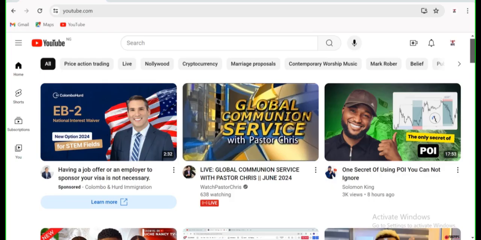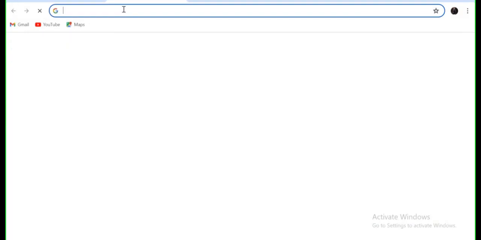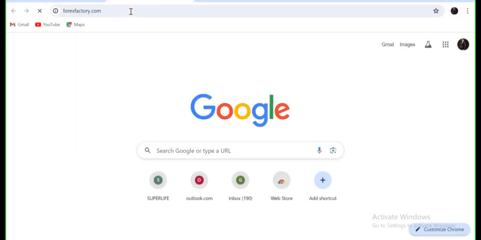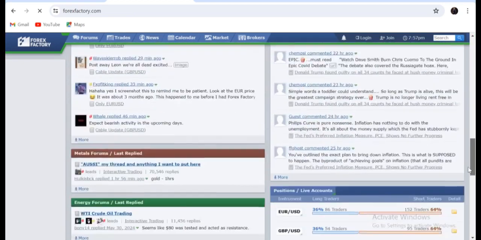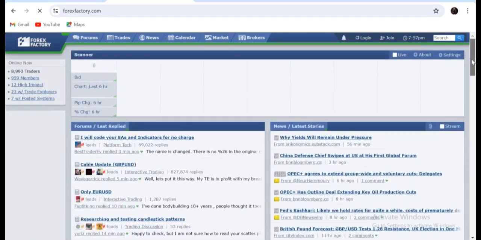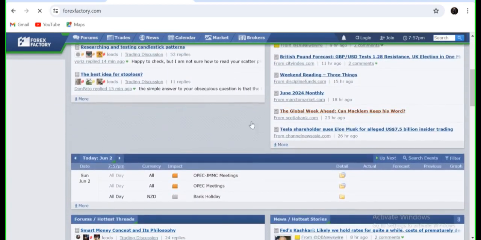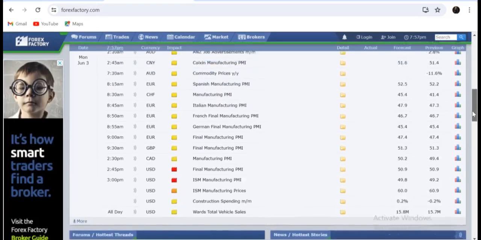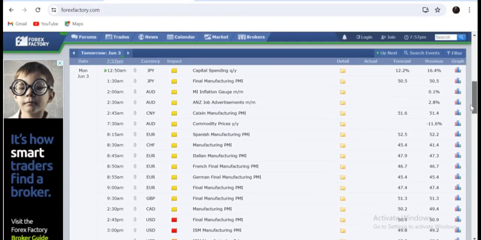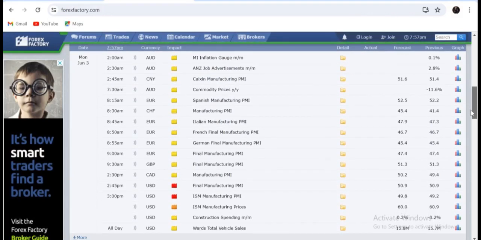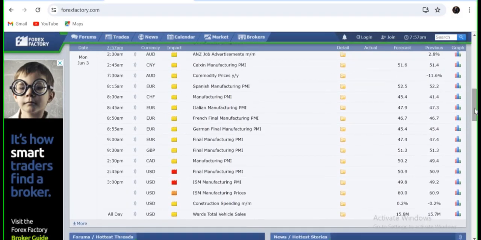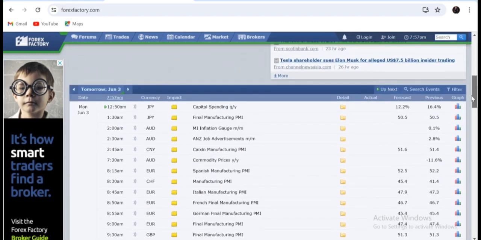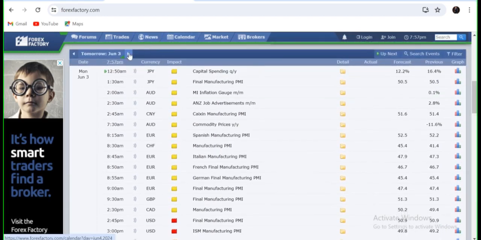So for the fundamentals, I don't think there is much, but you can just check Forex Factory to see the impact of news. Time is up for this analysis. I don't think there's much for tomorrow. This is what the news is pointing out for the fundamentals. So we're only going to have a high impact news by 2:45. That's for tomorrow. Then what else?